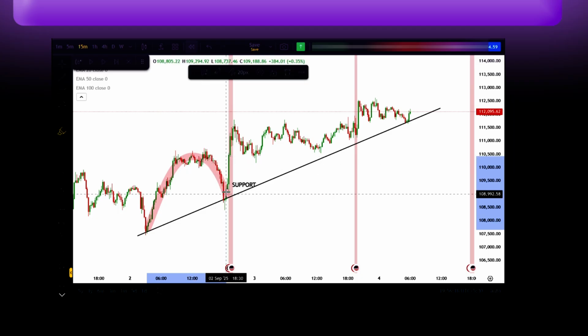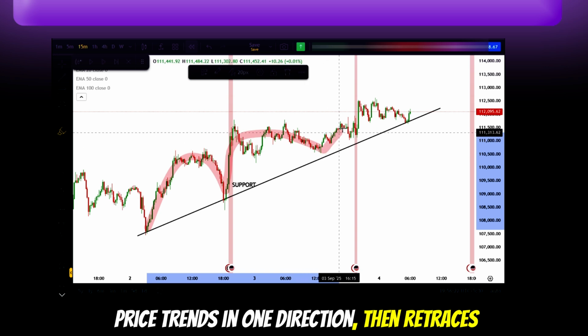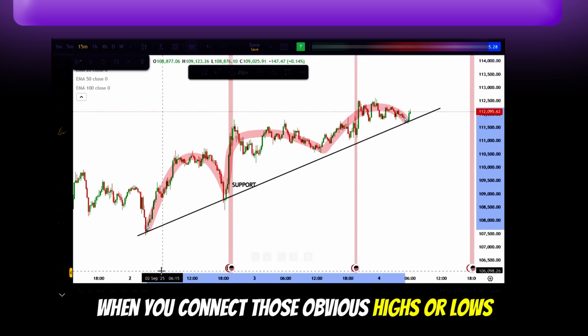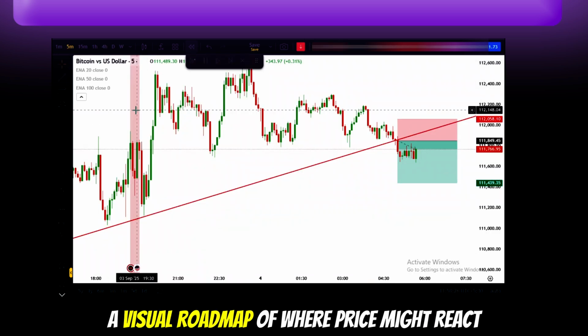Think of it like this. Markets move in waves. Price trends in one direction, then retraces, then continues. When you connect those obvious highs or lows, you create a line that acts as a guide, a visual roadmap of where price might react.